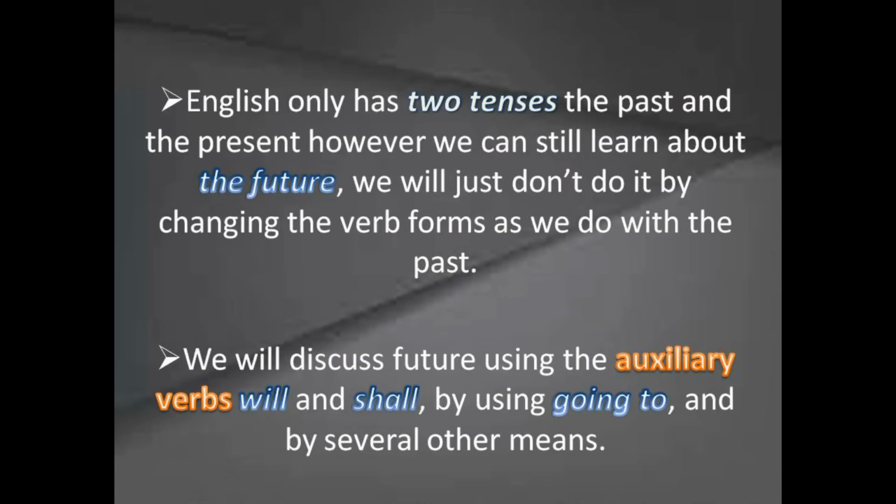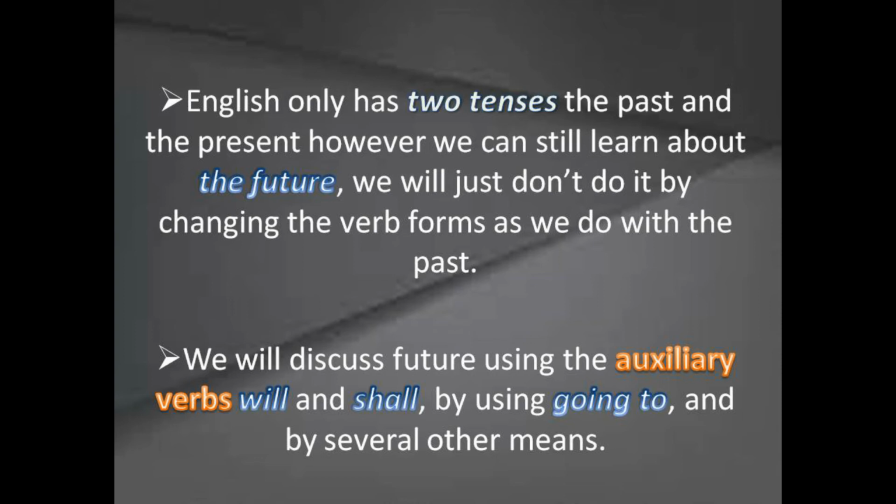But English has only two tenses, the past and the present. However, we can still talk about the future. We just don't do it by changing verb forms as we do with the past. We discuss the future using the auxiliary verbs will and shall, by using going to, and by other means. Linguistics is a useful science. Because it is a science, it needs numerous precise terms that enable its students to make fine distinctions about the function of words in different languages.